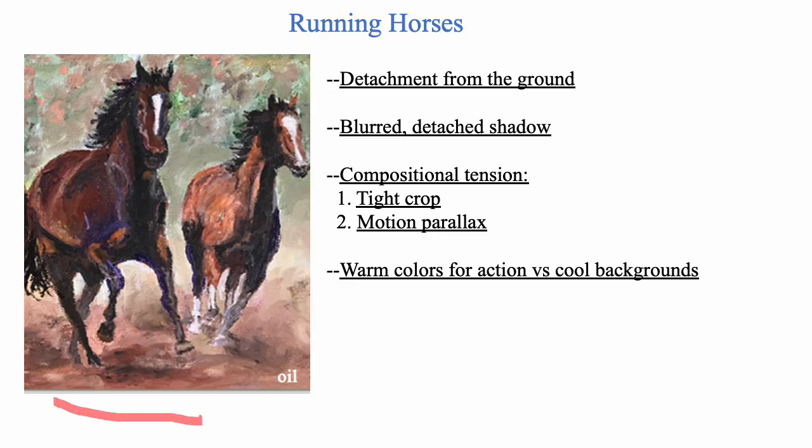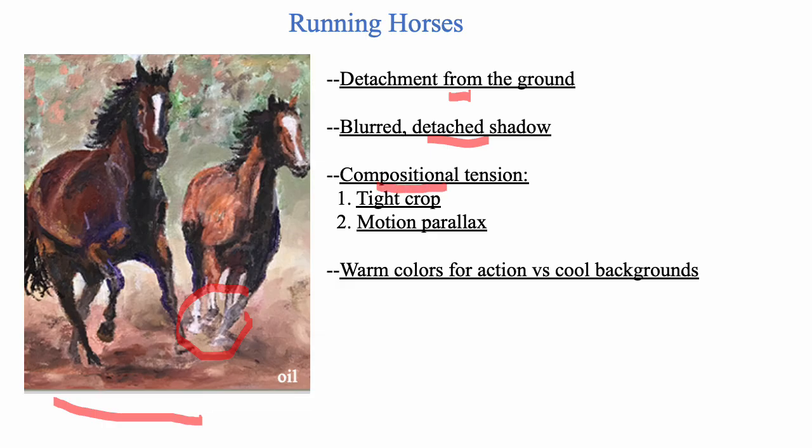For one, the hooves here don't touch the ground. I tried to create the flight phase of the gallop where the horse is literally in the air, adding to the sense of speed. And the shadow is blurred and detached, as if the horses aren't in one place long enough to cast a shadow. And after all, the shadow is moving too. If you had a dark, crisp shadow, it would make these horses look stationary. It would fight against the idea of motion.